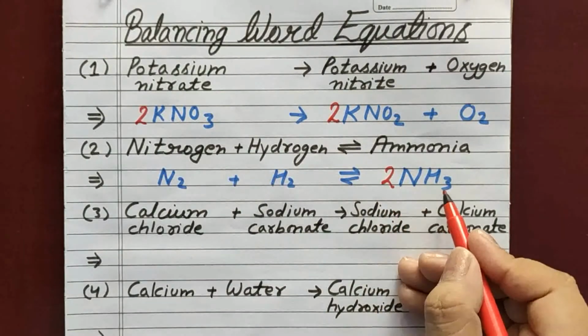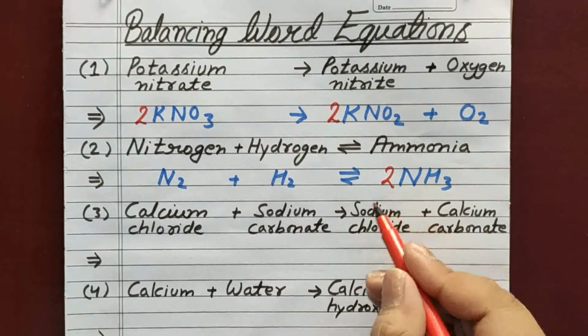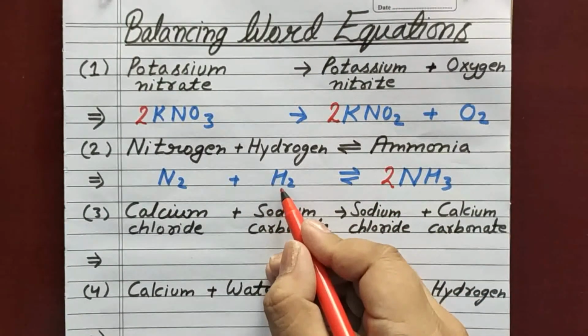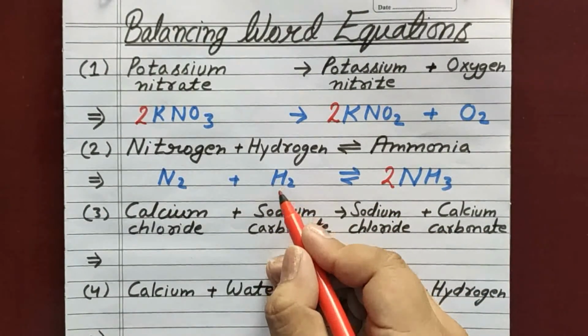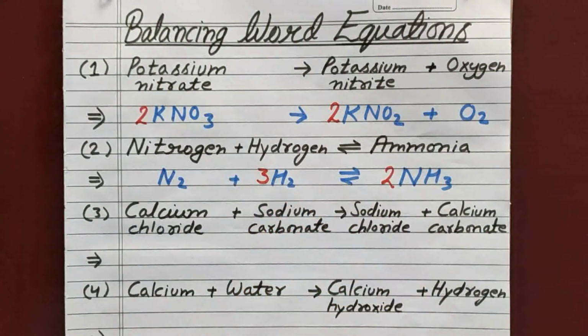Count hydrogen atoms. 3 multiplied with 2, 6 hydrogen atoms are here, and only 2 hydrogen atoms are here on the reactant side. So for balancing that, here we are going to write down 3. This is our second balanced equation.